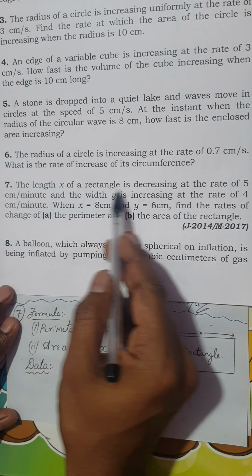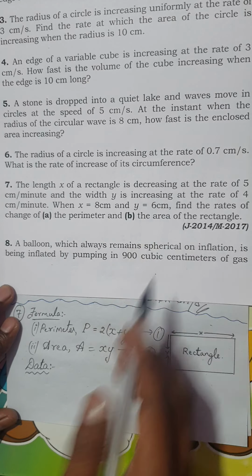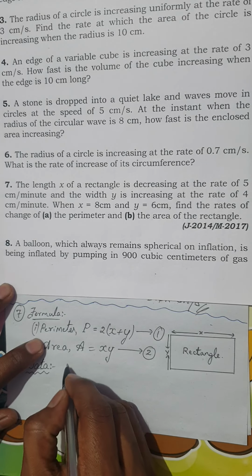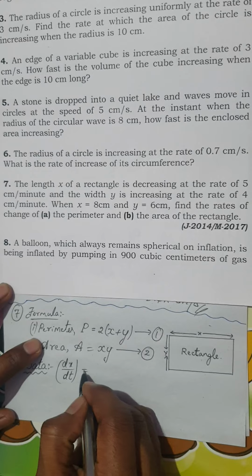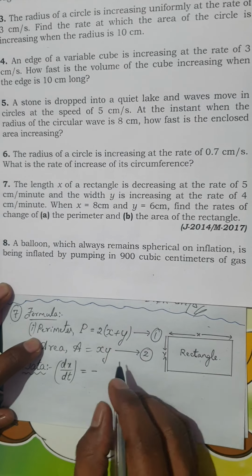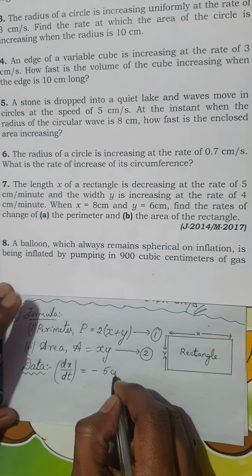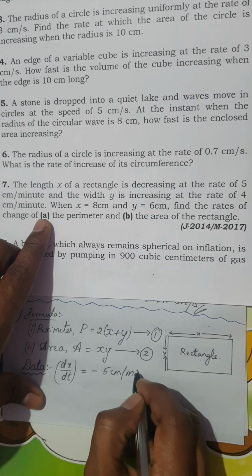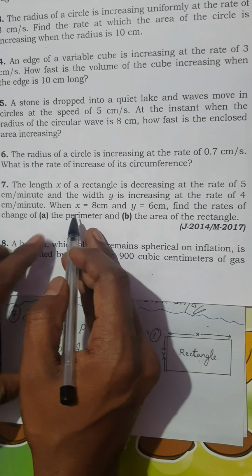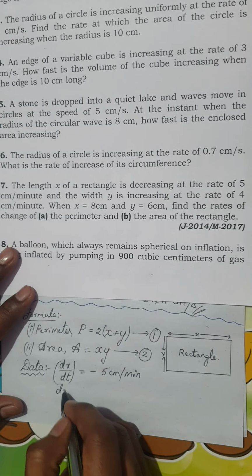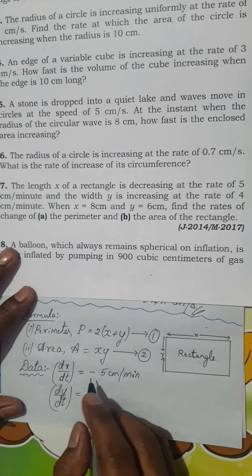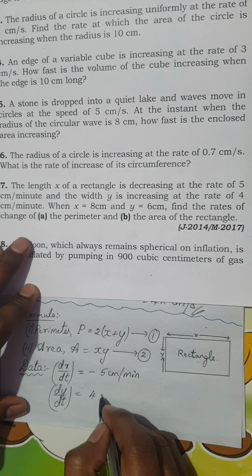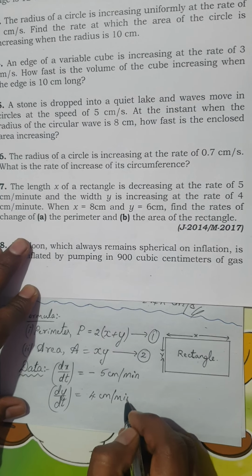The length x of a rectangle is decreasing. Please be careful with this. The length is considered x, so dx by dt is considered negative. Remember, negative 5 centimeter per minute. Next, the width is increasing. So I consider the width as y. Therefore dy by dt is 4 centimeter per minute.